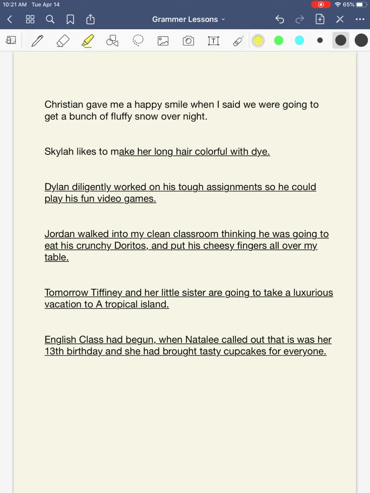I don't know why these got underlined. Please ignore the underlining. I have no idea why that happened. It just did. We are going to go through and do the same thing we did on the last page, except there is more than one adjective per sentence. So the first one says, Christian gave me a happy smile when I said we were going to get a bunch of fluffy snow overnight.